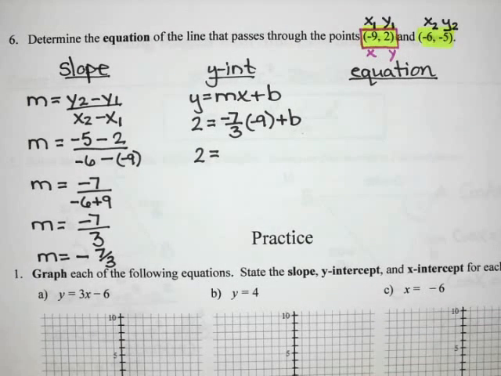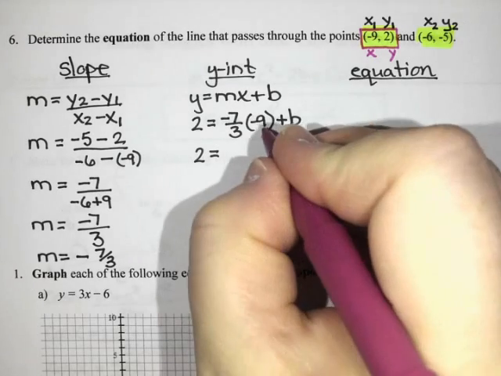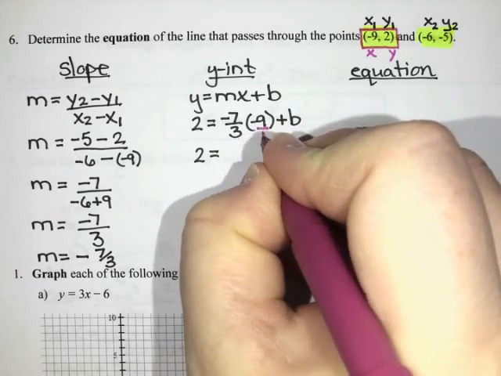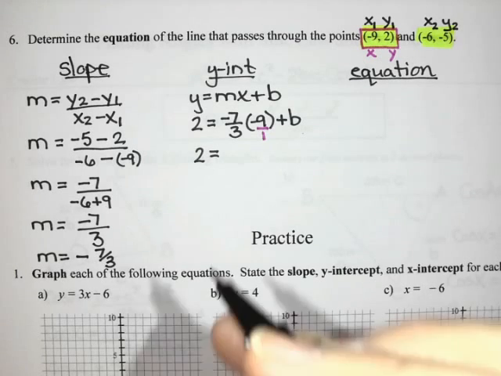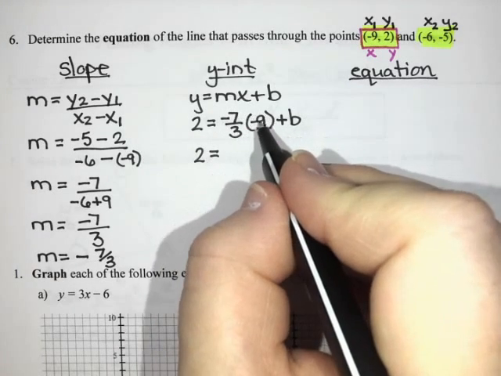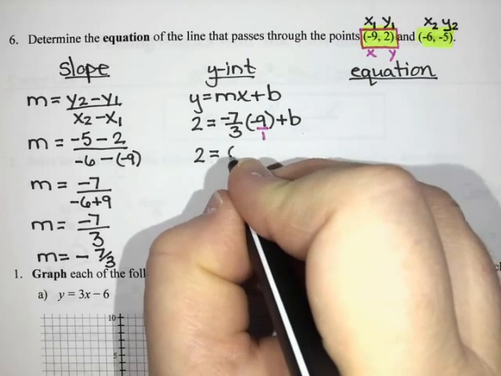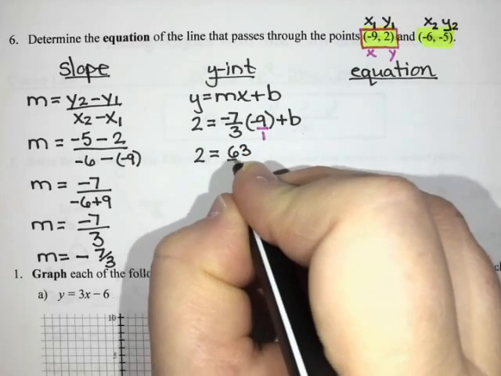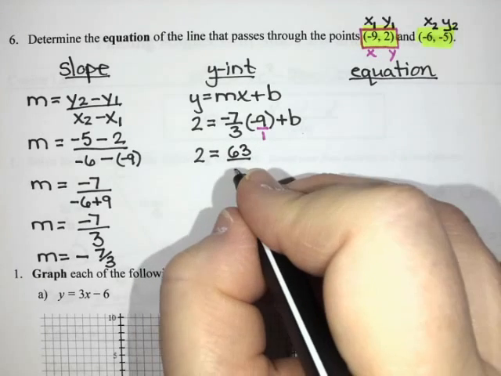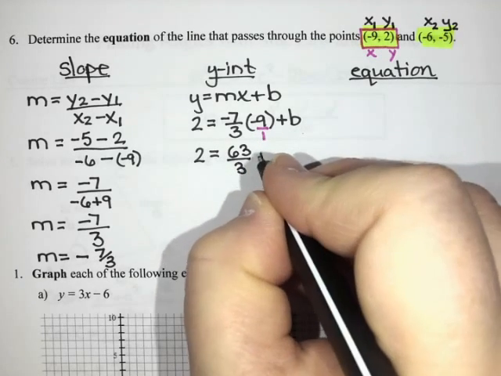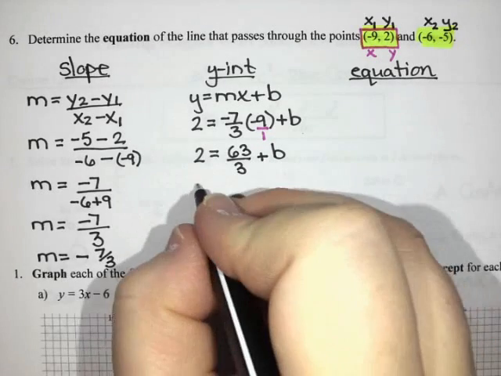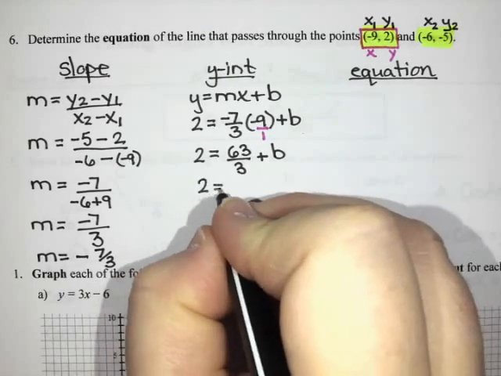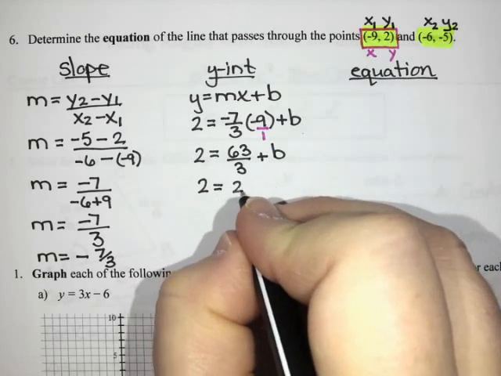When you multiply fractions, you do numerator times numerator, denominator times denominator. That -9 is secretly over 1. That's what its denominator is. So -7 times -9 is +63. And then 3 times 1 is 3, plus b. So 63 divided by 3, you can use a calculator to help you out, is 21.